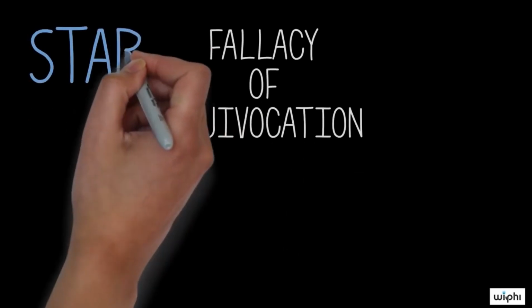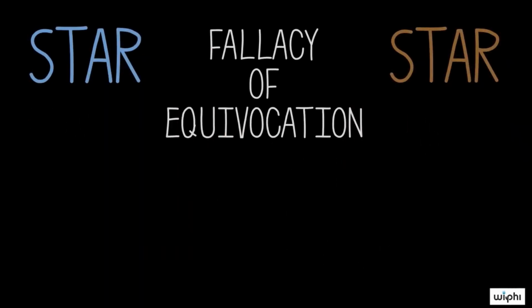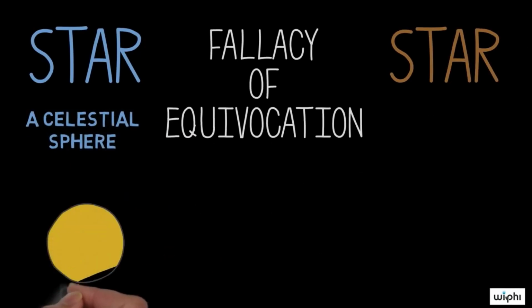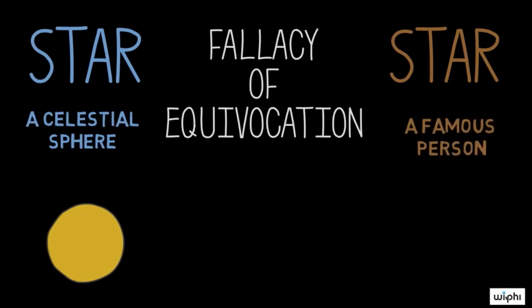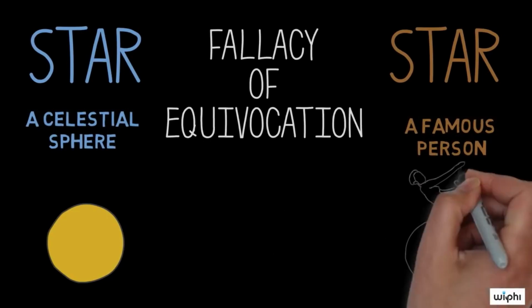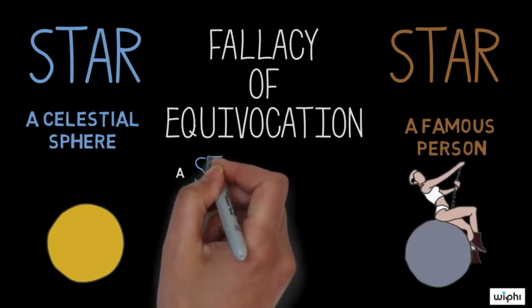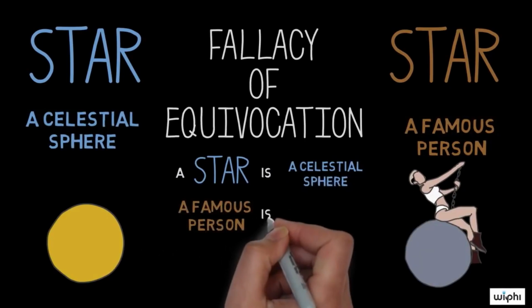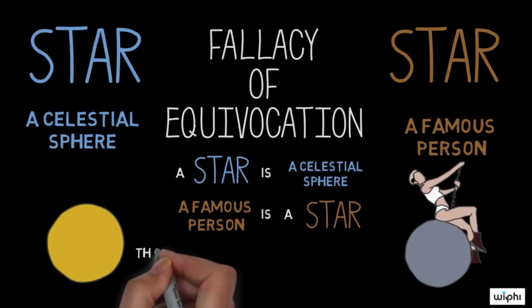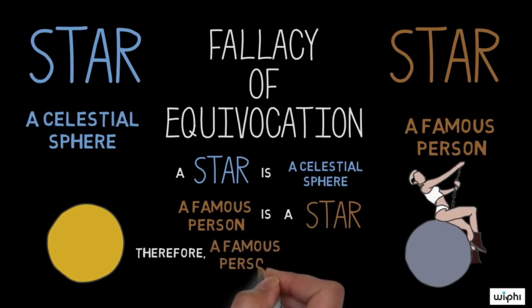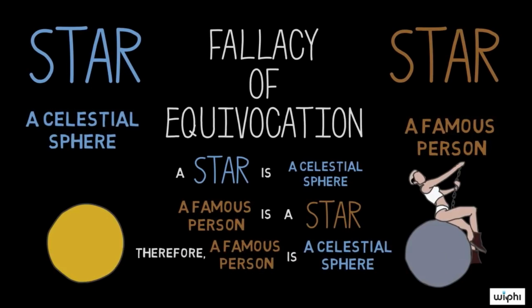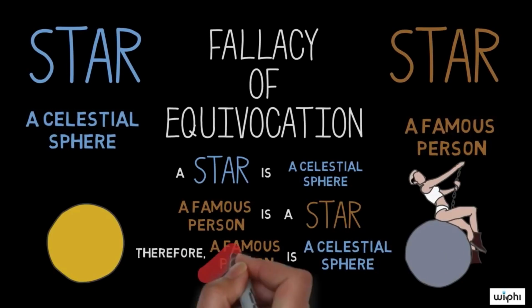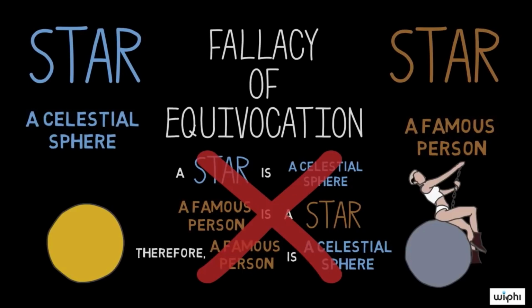Here, the word star is used with different meanings in the two premises. In the first premise, star is intended to mean something like a celestial sphere of plasma. But then the meaning of star shifts in the second premise, where star refers to a famous person. The premises equivocate between two meanings of the word star. To be precise, equivocation occurs when the same word is used to express different meanings throughout an argument. The arguer is committing a fallacy because he or she uses the word as if that word had the same meaning, and so the argument will appear to be valid, even though it actually is not.